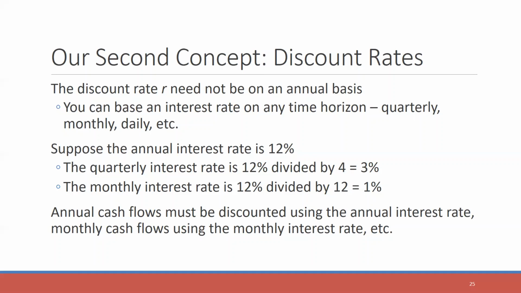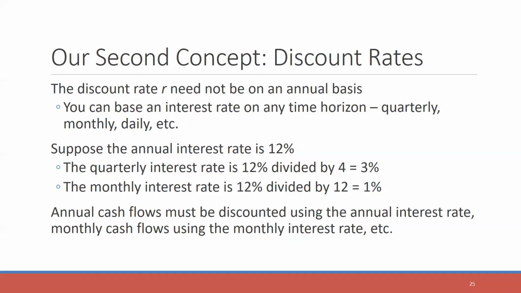Okay, so in all of these, we've been assuming that our discount rate is just given to us. And now we want to be a little bit more attentive to our discount rate. So the discount rate R need not be on an annual basis. You can have a discount rate on a quarterly, monthly, and as we'll see with many of the settlements for futures, on a daily basis. So how do we get from our annual to our higher frequency?